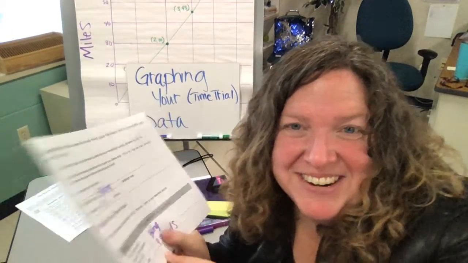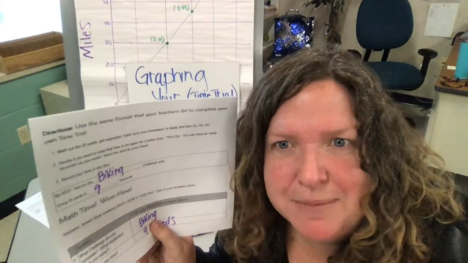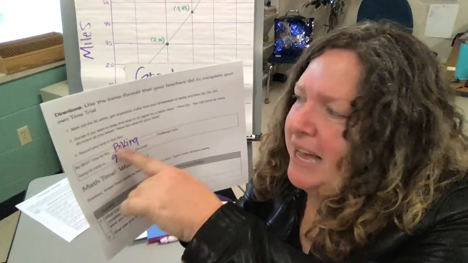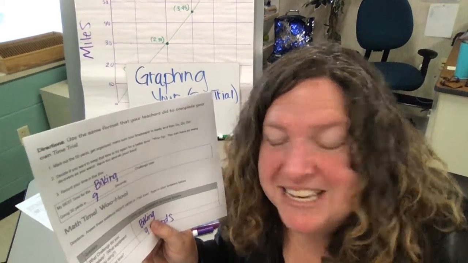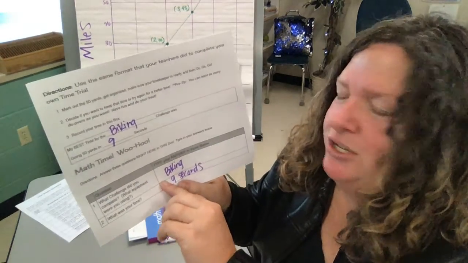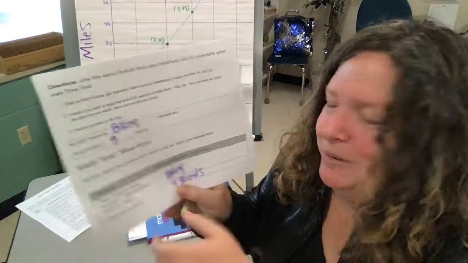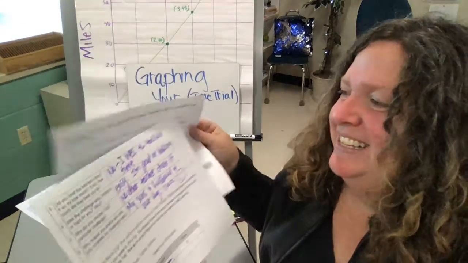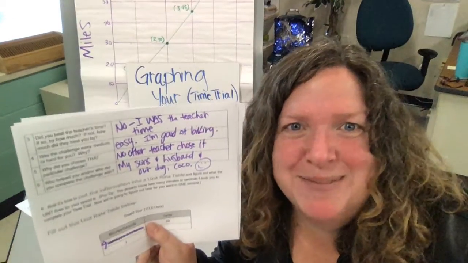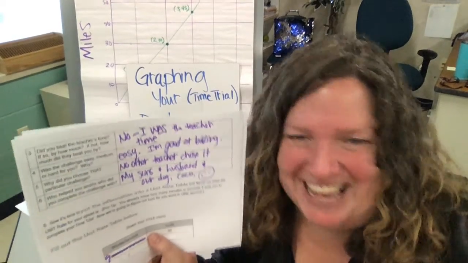All right, let's get started. So you can see I had to go back and finish this. Again, if you're not finished with it, go back and finish it. You can print it out and write if you want, but you can just type that on the computer. So my best time was biking, and it was 9 seconds. I went 50 yards in 9 seconds. What challenge did you do? Well, biking. What was your time? 9 seconds. Now, did you beat the teacher's time? No, I was the teacher time.